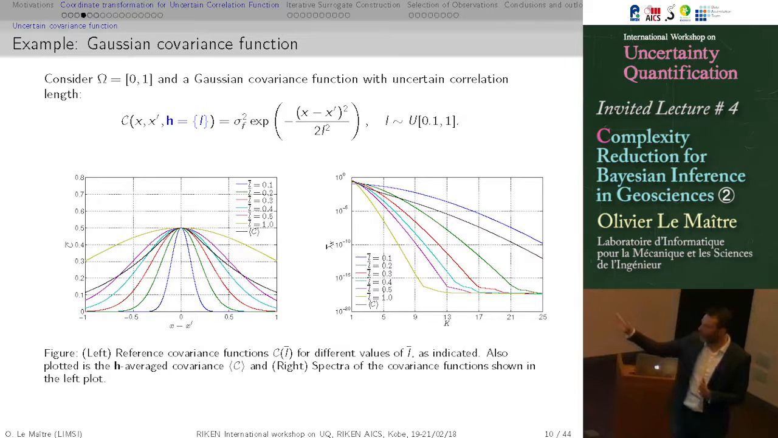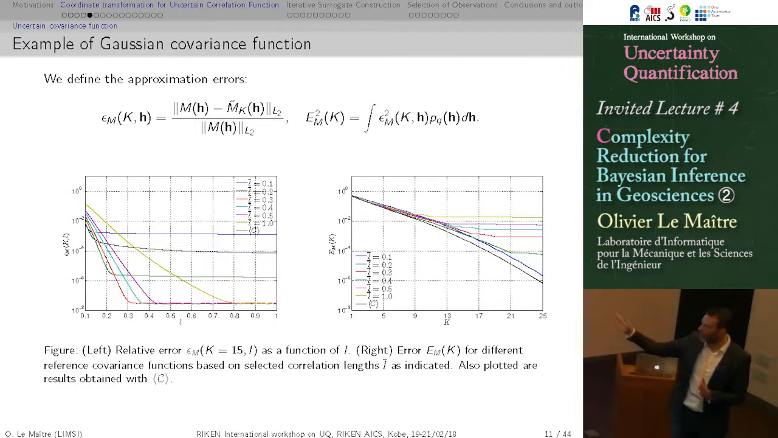Now, what you have here is a convergence of the spectrum. I'm plotting the lambda k for different values of L hat, which is the correlation length. You see that for a very long correlation length, say a correlation of 1, you have a fast decay, while when the correlation length is decreasing, you need more modes to reach a certain convergence of your expansion. What you have in black here is the decomposition, or the spectrum, of the average covariance function.